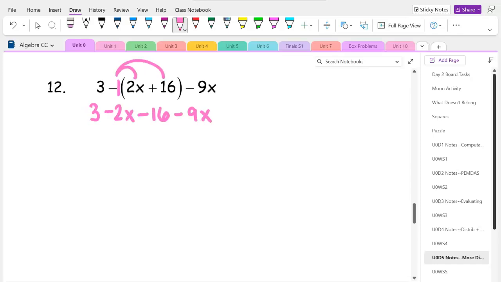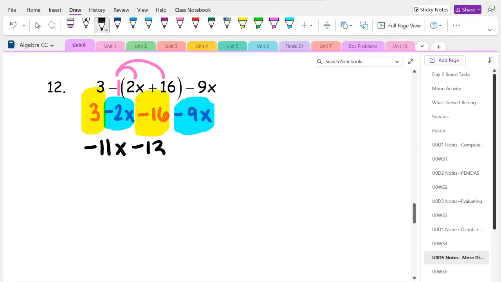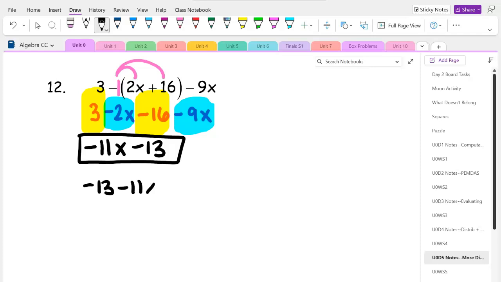All right. So now, again, I start with variables. So I have a -2x and a -9x. And again, you can either think of this as addition, -2 plus -9, or you can think of it as -2x minus 9x. Either way, it's a -11x. Your numbers are 3 minus 16, which is -13. If you have it written like this, it is the same thing.